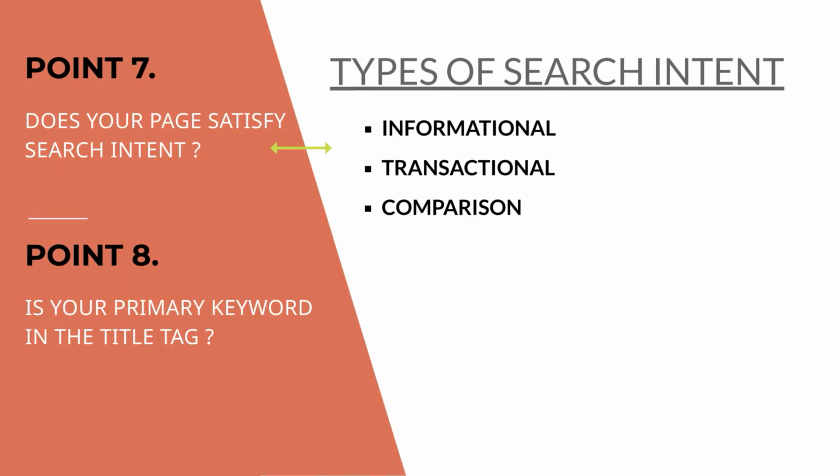Point 7. Does your page satisfy search intent? This is incredibly important because this is the point which even many larger websites don't follow. There are 3 types of search intent. Number 1. Informational. How to get backlinks. Number 2. Transactional, buy backlinks. Number 3. Comparison, Moz versus Ahrefs.